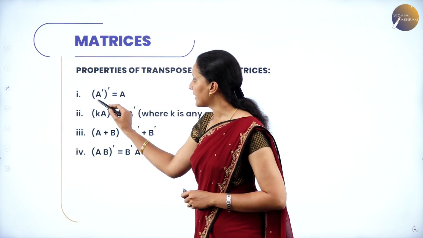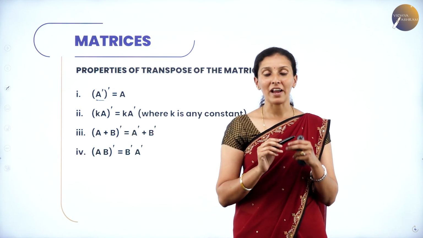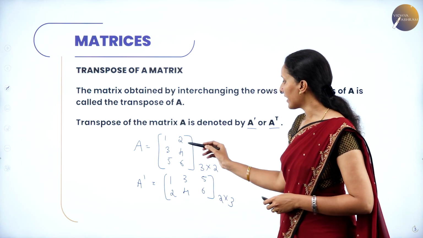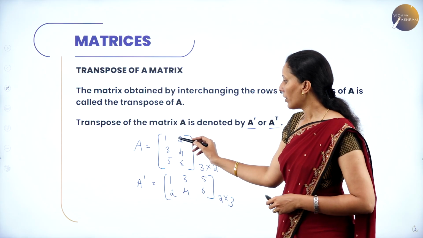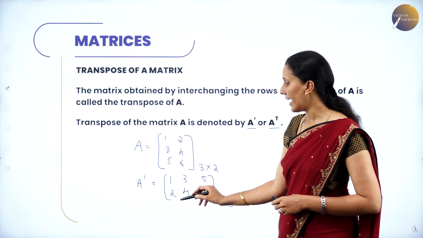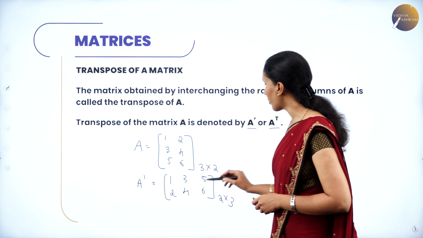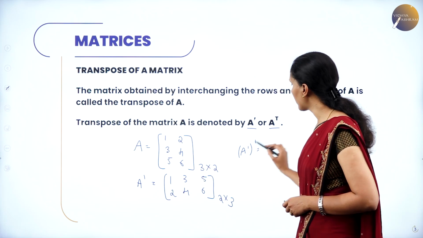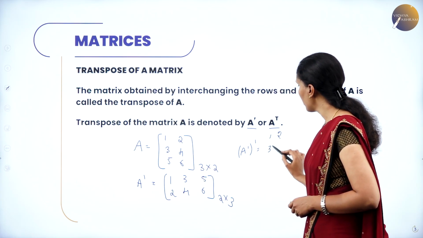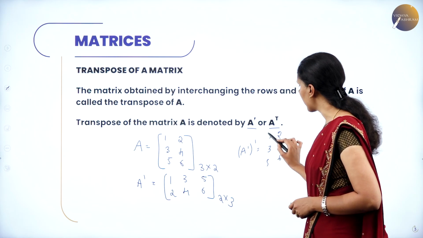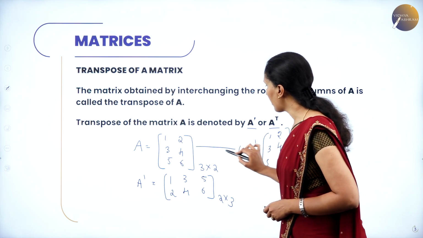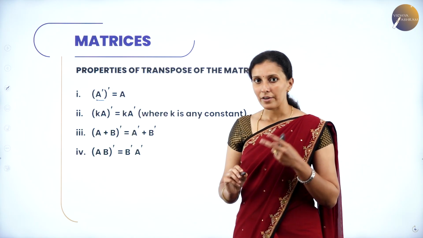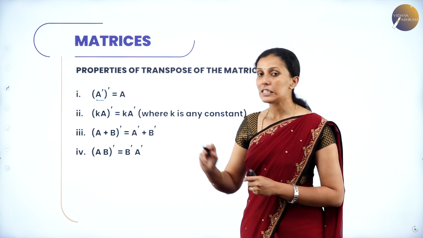So the first property says if you transpose the same matrix twice, you will get back the matrix A. So I have taken an example of A and A dash here. So if A is transposed, we get A dash. Now suppose A dash is also transposed, it is called A double dash, correct? Now let us transpose this. So then it will become 1, 2, 3, 4, 5 and 6. So this is the new matrix which is equal to A only. So therefore, when you transpose a matrix twice, you will get back the same matrix.